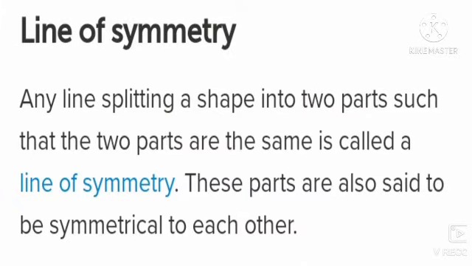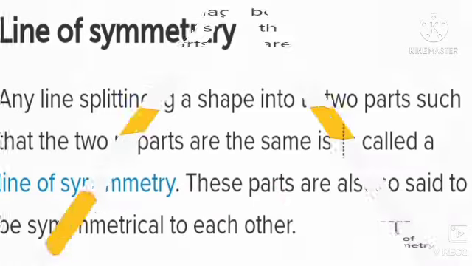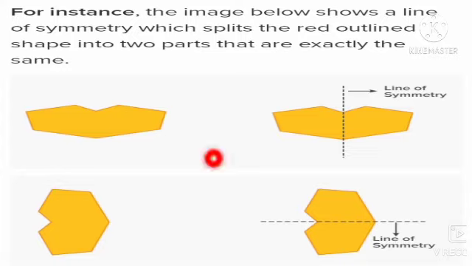Now let us see line of symmetry. Any line splitting a shape into two parts such that the two parts are the same is called a line of symmetry. These parts are also said to be symmetrical to each other. For example, the image below shows a line of symmetry which splits the red outlined shape into two parts that are exactly the same. Isn't it?